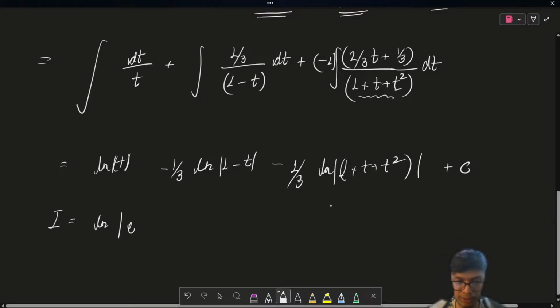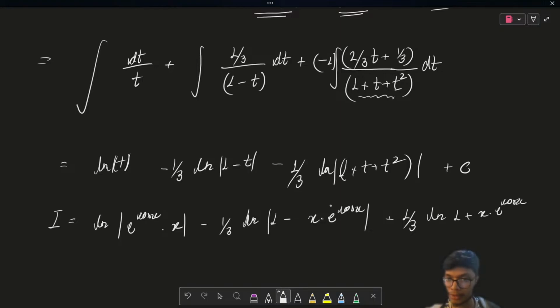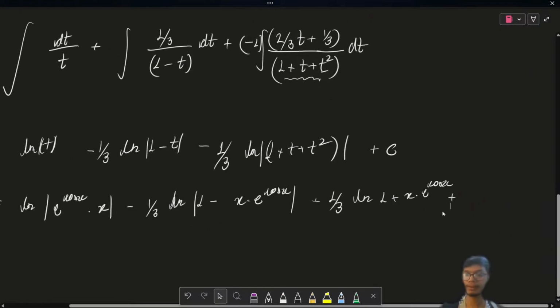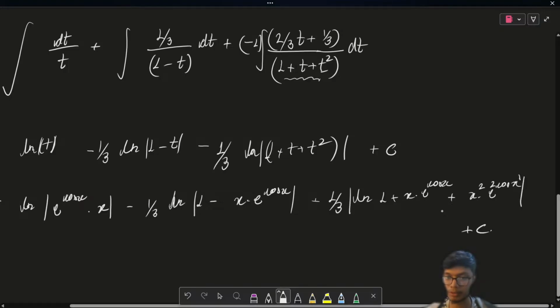natural log of mod of e to the power cos x into x, minus 1 upon 3 natural log of 1 minus x into e to the power cos x, and then we will have over here minus 1 by 3 natural log of 1 plus x times e to the power cos x, plus over here will be like x times e to the power cos x whole square, right? So, and then plus some constant c.